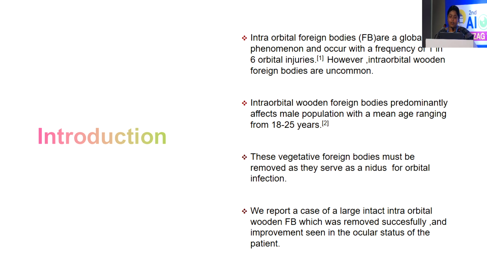Introduction. Intraorbital foreign bodies are a global phenomenon and occur with a frequency of 1 in 6 orbital injuries. However, intraorbital wooden foreign bodies are uncommon. They predominantly affect the male population with a mean age from 18 to 25 years. These vegetative foreign bodies must be removed as they serve as a nidus for orbital infection. We report such a case of a large intact intraorbital wooden foreign body which was removed successfully, with improvement seen in the ocular status of the patient.